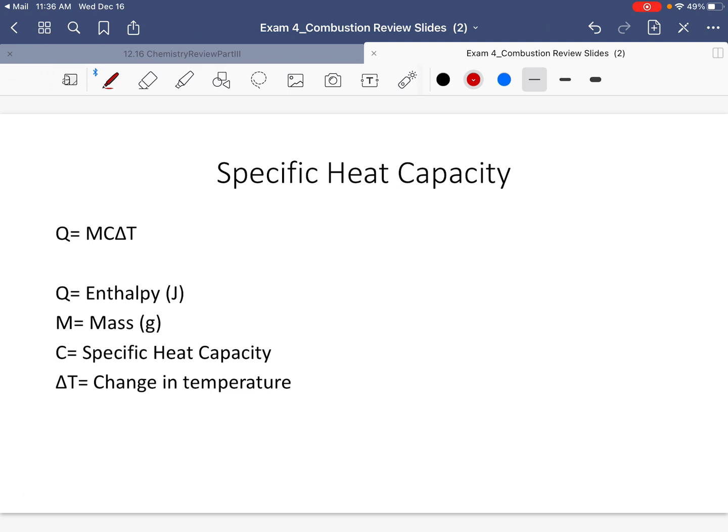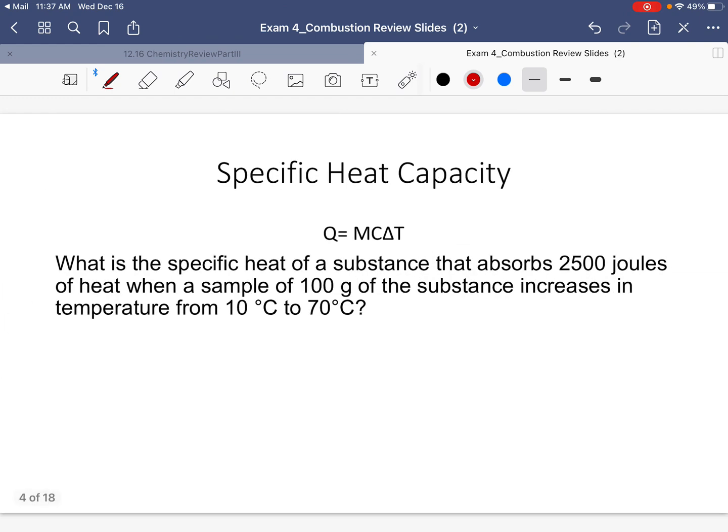Specific heat capacity. For specific heat capacity, the way that I learned it was the formula Q equals MCΔT. Q is enthalpy, which is measured in joules. Mass is in grams. Specific heat capacity is given. The one that they might expect you to know is water. It's 4.18, I believe. If not, just Google it. And the change in temperature. Remember, the change in temperature is temperature final minus temperature initial.